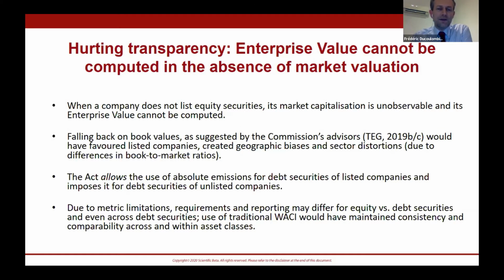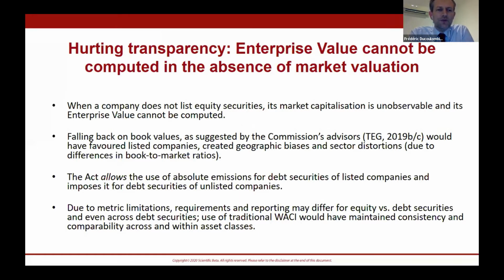So the Commission's advisors suggested that you use book values, but this would have favored listed companies over unlisted companies, as typically market cap is richer than book value. This would also have created geographic biases and sectoral distortions based on the access to the market in different countries and based on difference in multiples across sectors. So the European Commission did not follow the advice of the work group that prepared the standards, and instead it allowed the use of absolute emissions for debt securities, and imposed the use of absolute emissions for debt securities of unlisted companies.